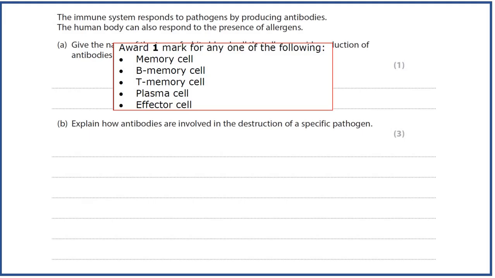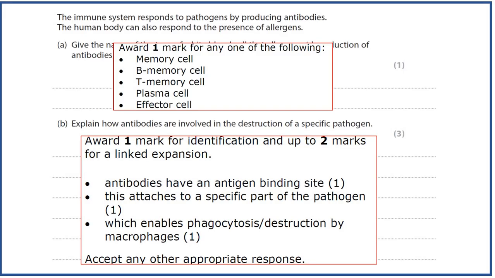Explain how antibodies are involved in the destruction of a specific pathogen. Antibodies have an antigen binding site. This attaches to a specific part of a pathogen, which enables phagocytosis or destruction by macrophages.